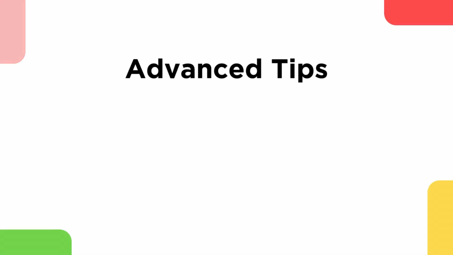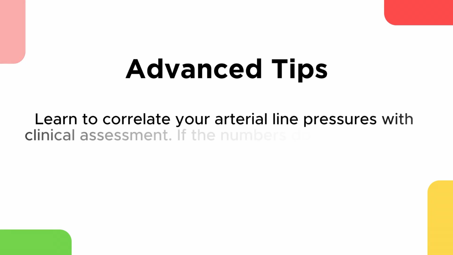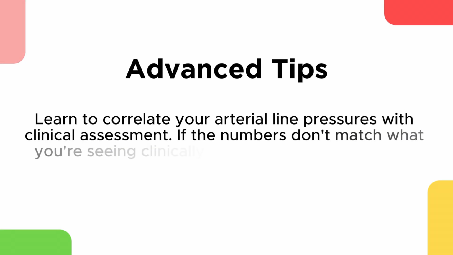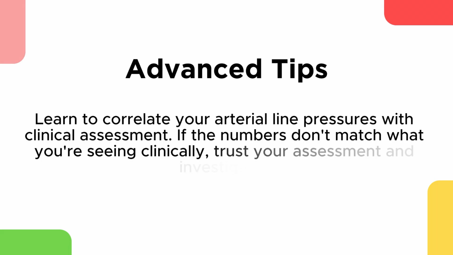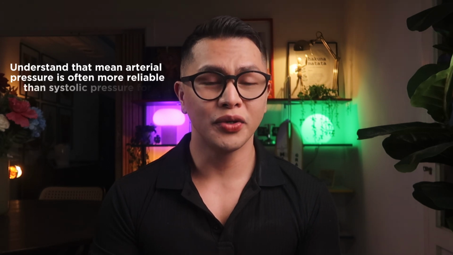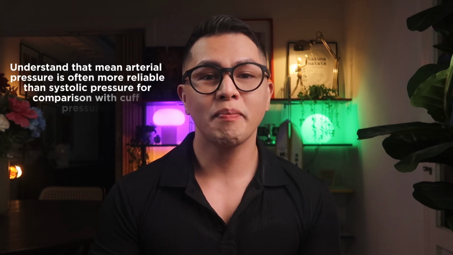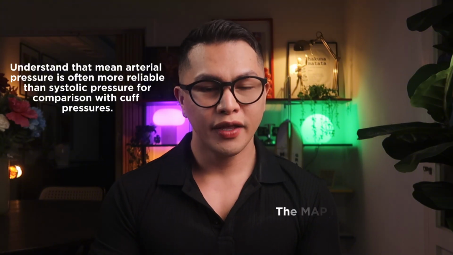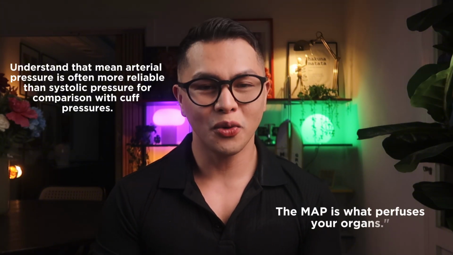Here are some advanced tips that will make you stand out. Learn to correlate your arterial line pressures with clinical assessment. If the numbers don't match what you're seeing clinically, trust your assessment and investigate. Understand that mean arterial pressure is often more reliable than systolic pressure for comparison with cuff pressures. The MAP is what perfuses your organs.